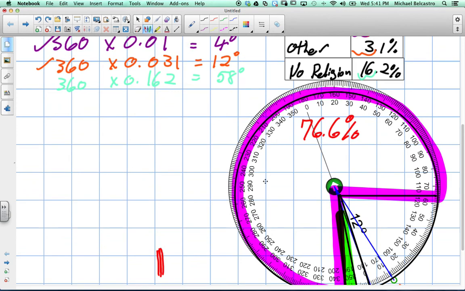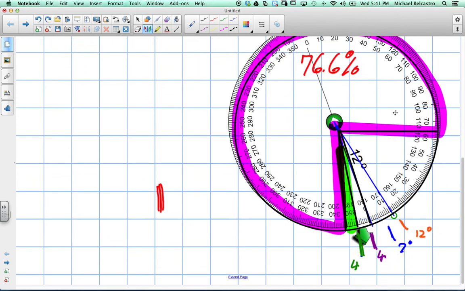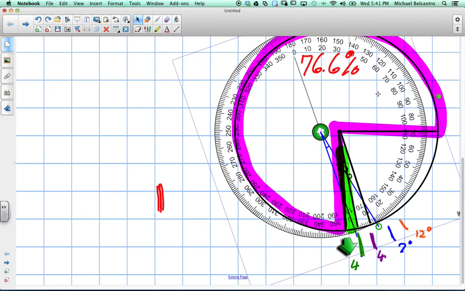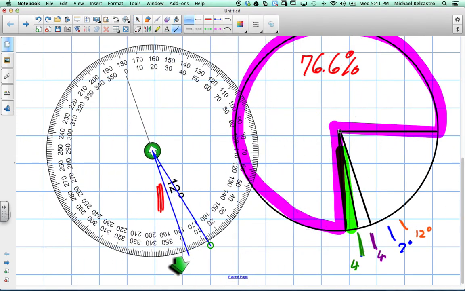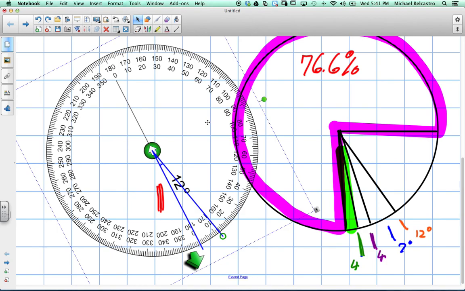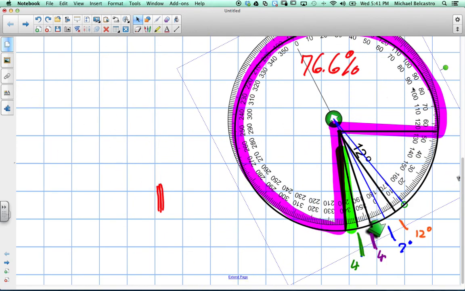58. So that should take up the rest of the space. And assuming we did this relatively close, we should be pretty close when we do it. So we'll line this up again. Oh, I forgot to draw the line in. From here to here. Okay, so let's line this up again. Line up our protractor.